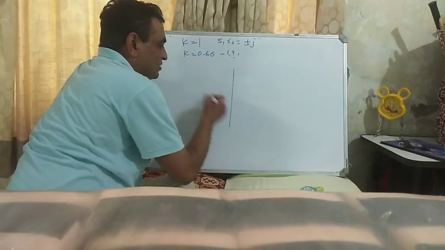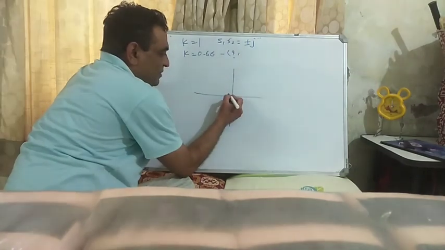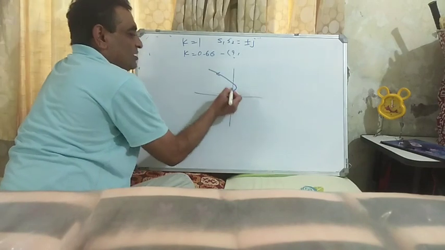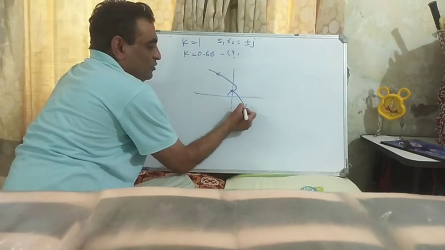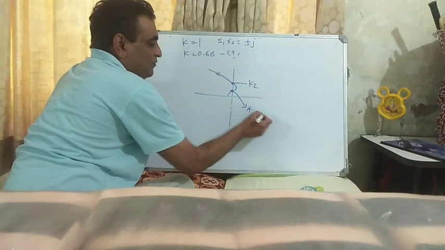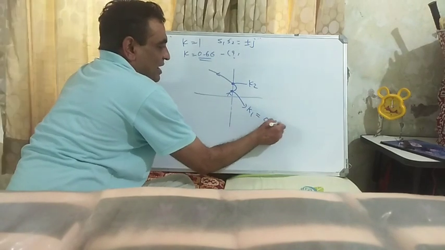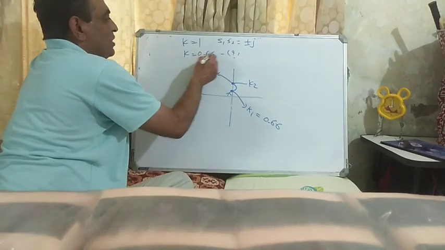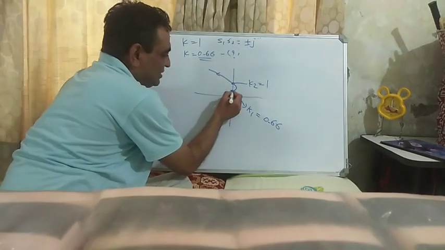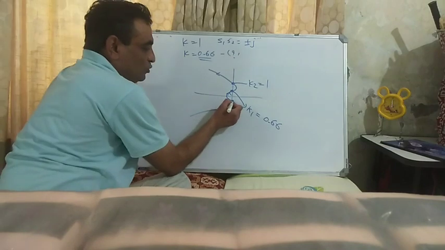So the root locus is behaving like this: it crosses the imaginary axis and then it again crosses the imaginary axis, so twice. There is one value of k1 here, and another value of k2 here. This k1 would be less, so it would be 0.66, and k2 you can say 1. So the branch is crossing like this, at two values.